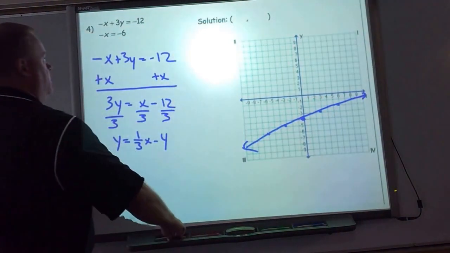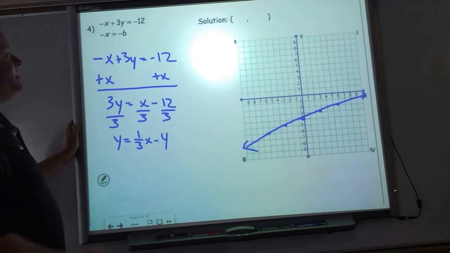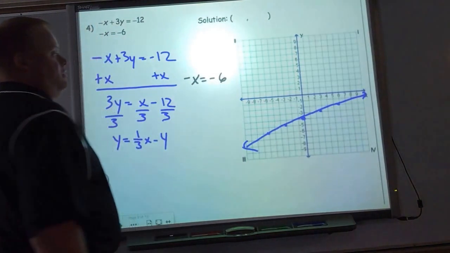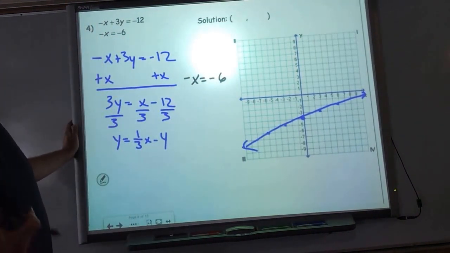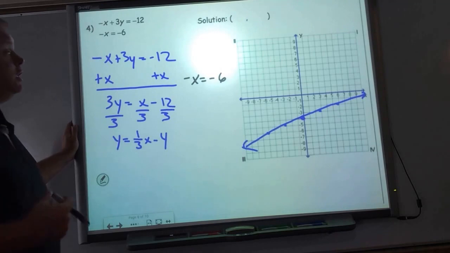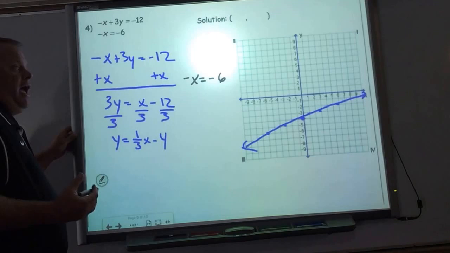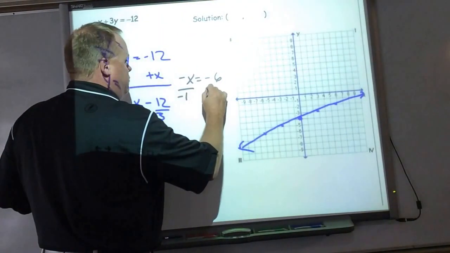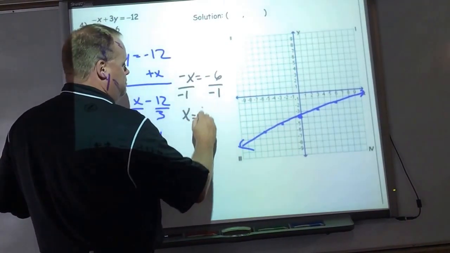The next one is negative x equals negative 6. Well, that's interesting. I have no y. Well, that's right, x equals a number is a vertical line. I'm glad that you were thinking that. But I have a negative x. I don't have just x by itself. So I must divide by negative 1. So x is equal to positive 6.